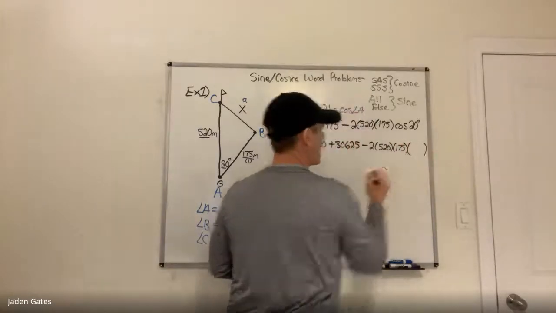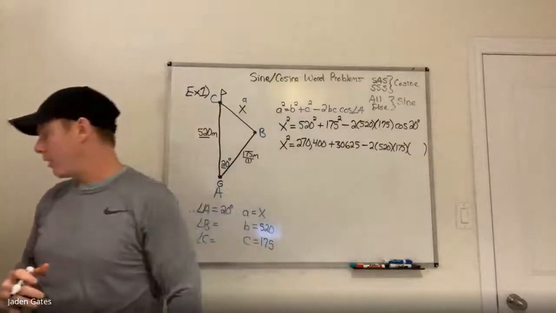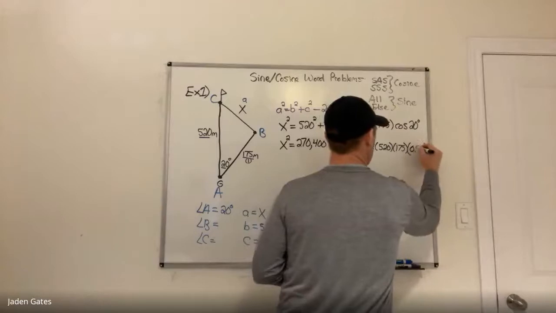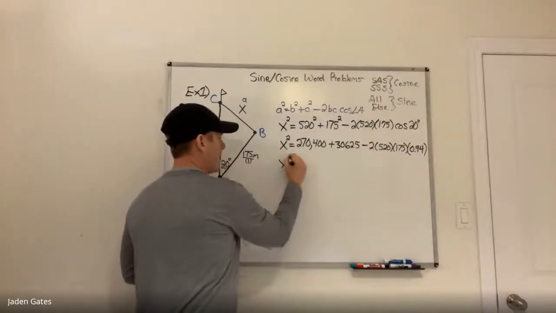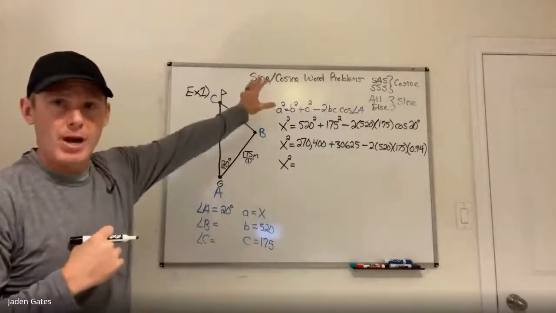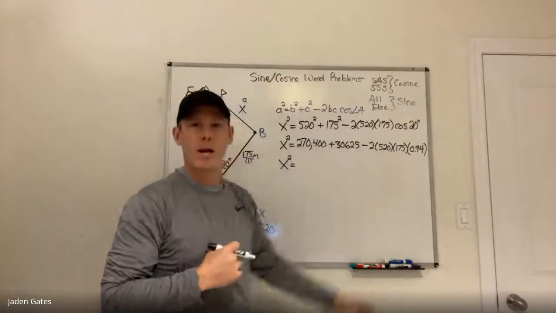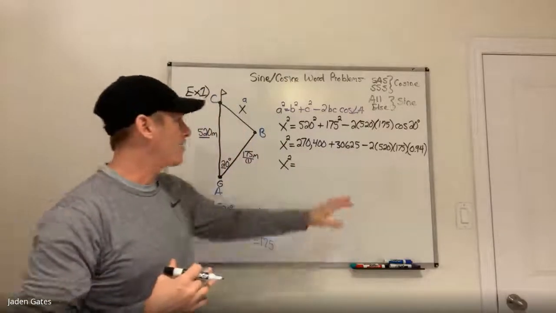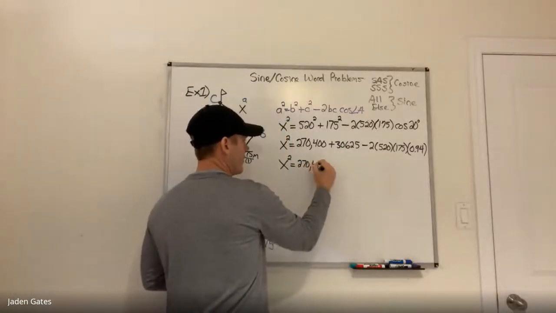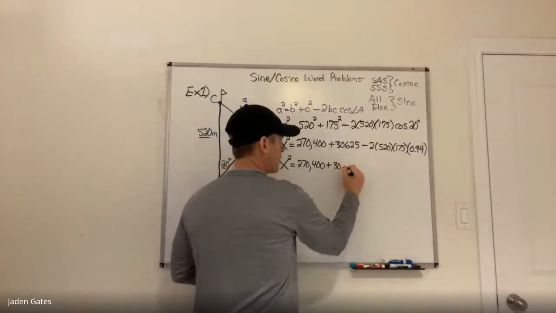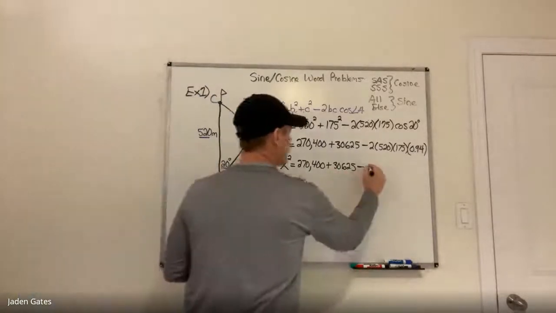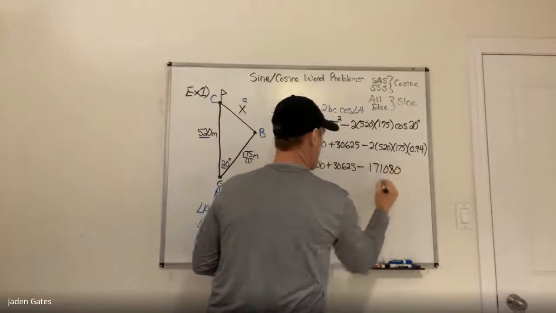And again, cosine of 20 degrees. I'm not doing anything special here, I'm just going to change the way it looks by actually figuring out what cosine of 20 degrees is, and I get 0.94. Now, again, this is something I went through. The most common mistake with the cosine law when you're finding a side is following BEDMAS right at this step. Now that I've done exponents, I have to do the multiplying, multiplying those 4 numbers over there. So I still have my 270,400 here, plus my 30,625. I multiply my 4 numbers, and I get 171,080.